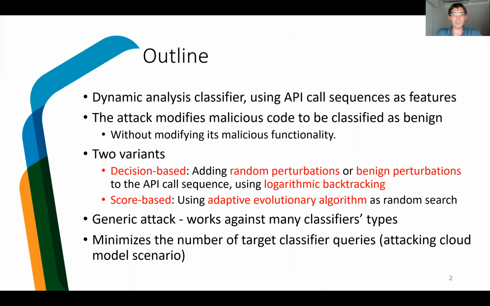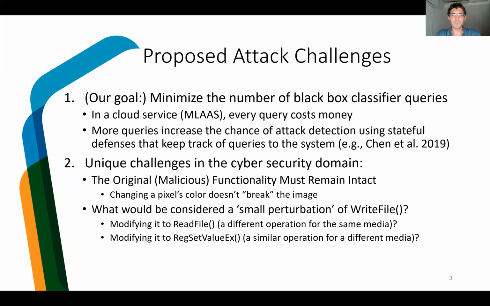The outline of the paper is as follows. We are trying to subvert dynamic analysis classifiers using API call sequences as features. Our attack modifies the malicious code, specifically the API calls, to be classified as benign, and this is without modifying the malicious functionality. We have two variants for our attack, and we'll discuss them both later on. This attack is generic and works against many classifier types. Again, we will see that later on. And we're trying to minimize the number of target classifier queries, in a cloud-based scenario.